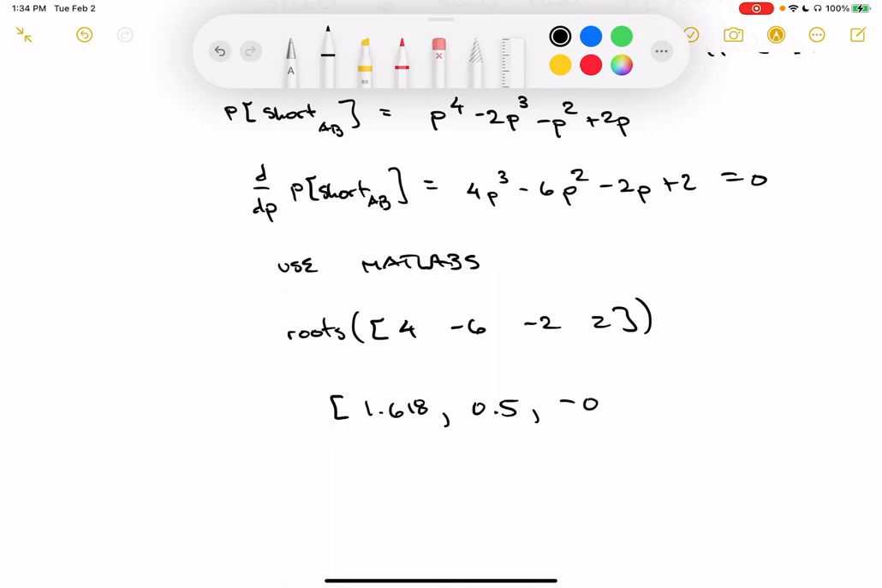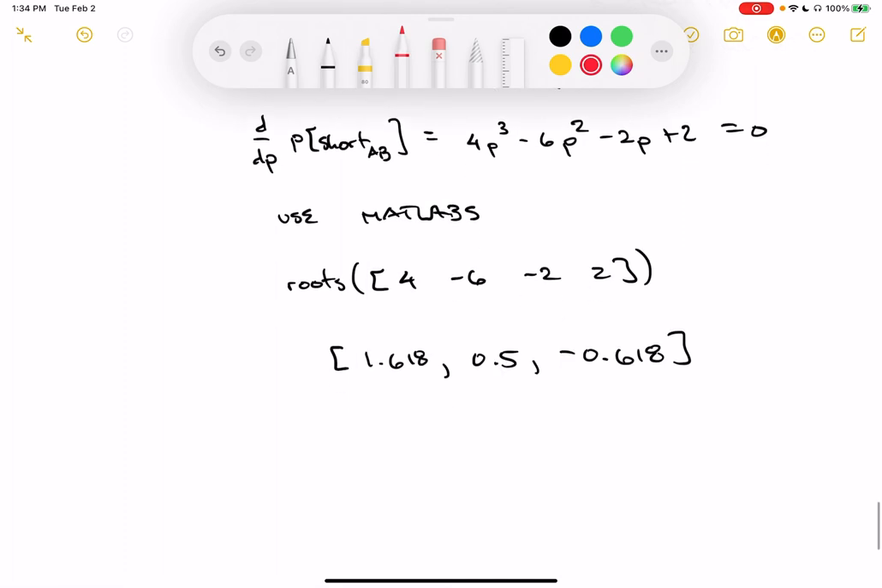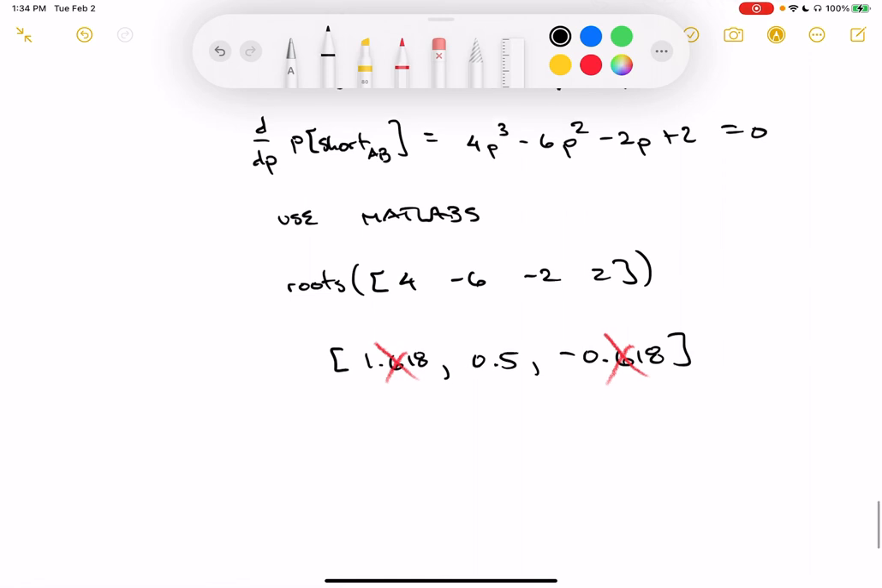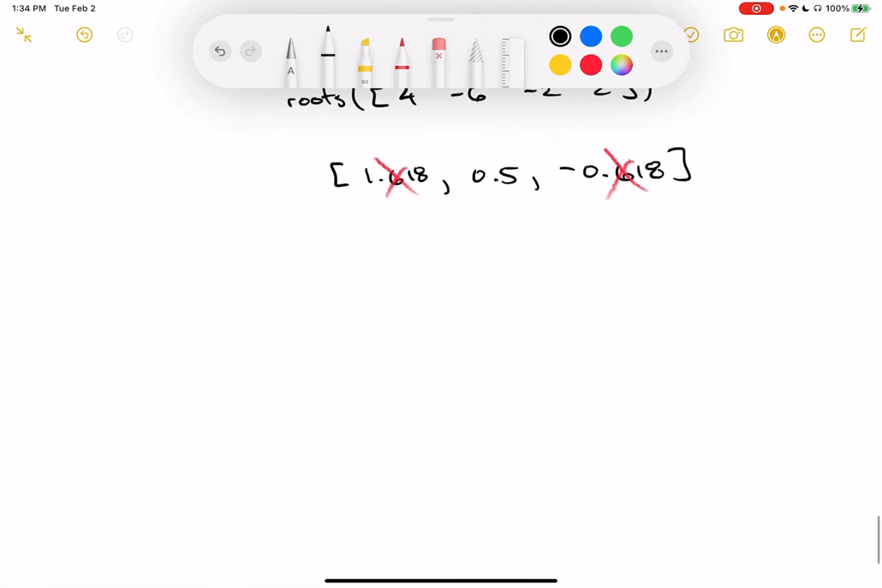0.5, and minus 0.618. Something along those lines. Again, just because these satisfy that polynomial expression, they don't necessarily satisfy all of our requirements for valid probabilities. That's a probability greater than one. That's a probability less than zero. They're both not possible as probabilities, but the middle one works out just fine. And we see it's right there in the middle. So P equaling 0.5 maximizes the probability that there's a short between A and B, if we had Q equaling 1 minus P, complementary ones.